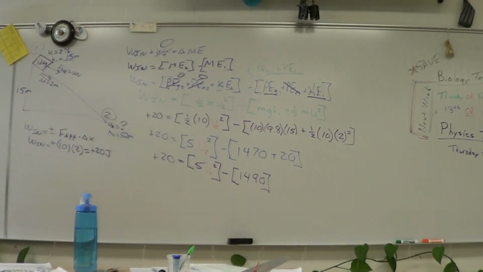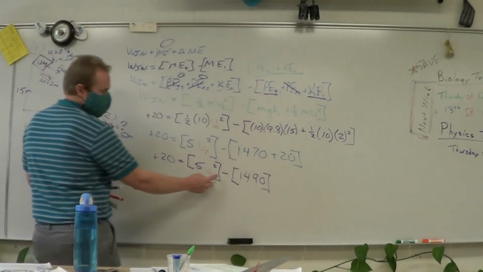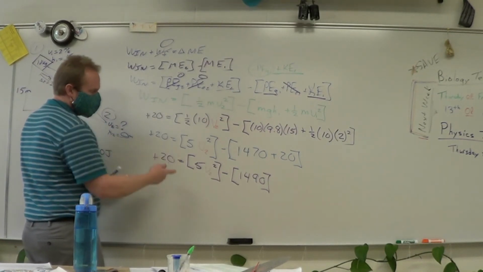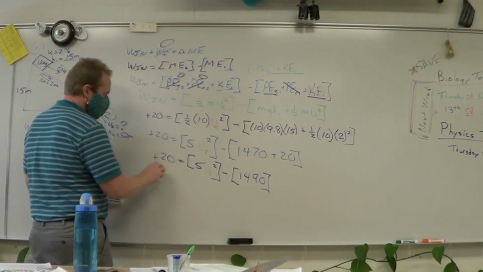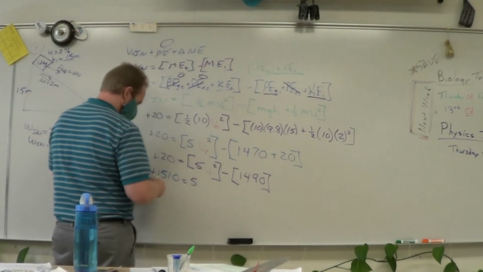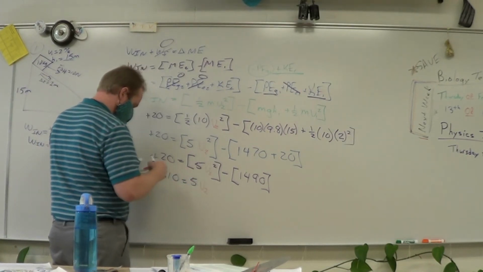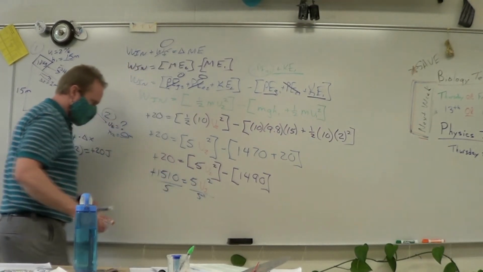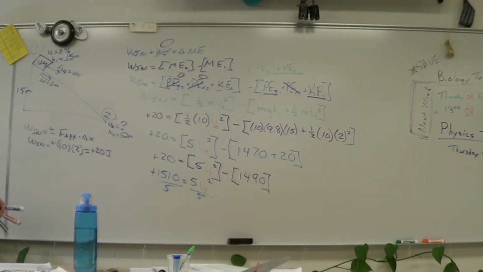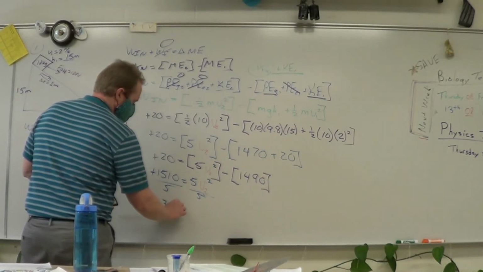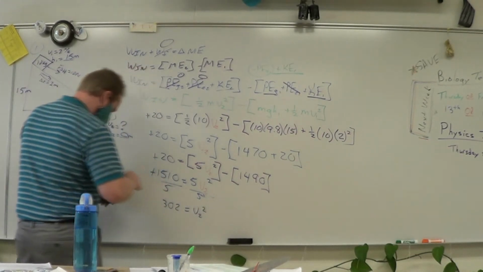So how do I get that 1,490 to the other side? I gotta add it, right, because there's that minus sign. So I gotta add it over. So we add that to this side, and we end up with a positive 1,510 is equal to 5 V2 squared, divided by 5, divided by 5. That's 302, I think. 302 is equal to V2 squared.